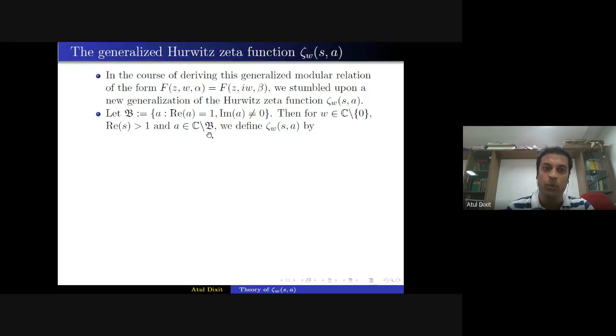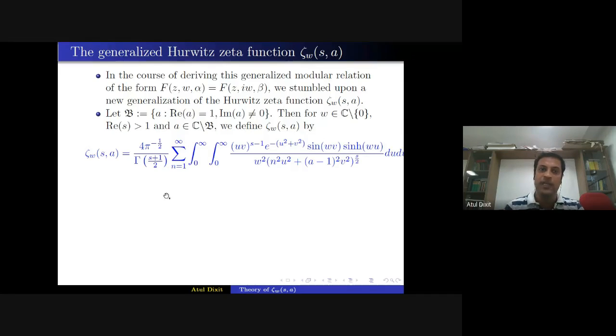What are the values of A that I'm omitting? Essentially those which are in the set B. So B is all those complex numbers with real A equal to 1, such that the imaginary part of A is not equal to 0. So if you see, I'm not omitting A equal to 1, but everything else on the line real A equal to 1. Then W is in C minus 0, and let real S be greater than 1. Then our generalized Hurwitz zeta function is given by this infinite series.